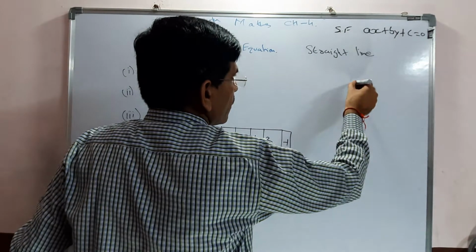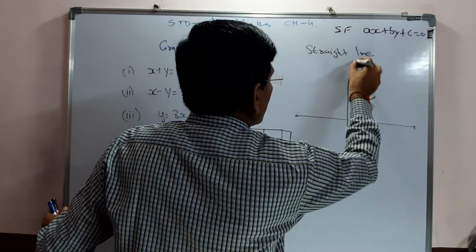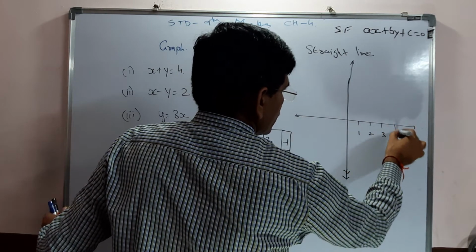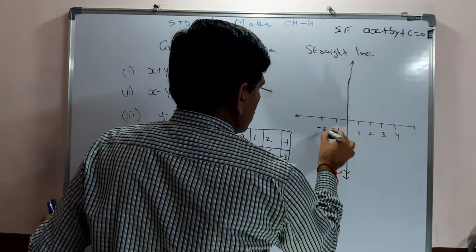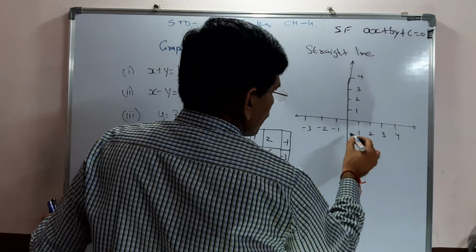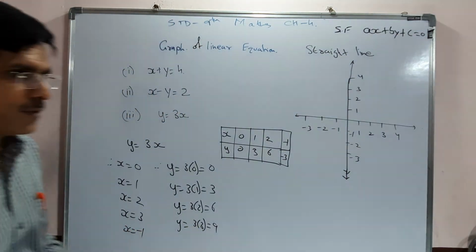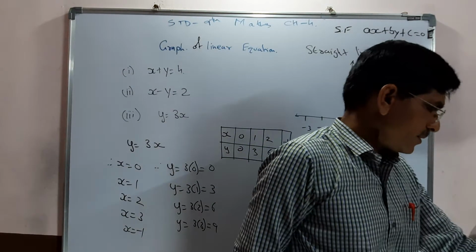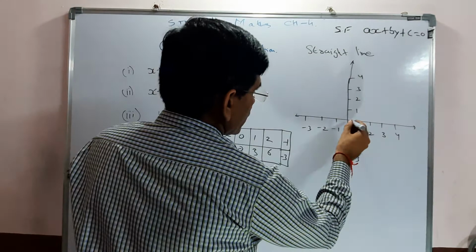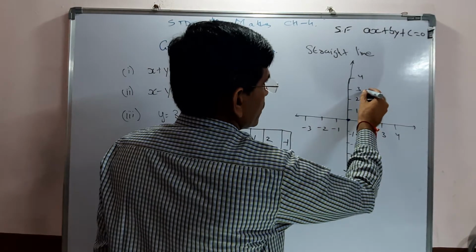Now if we do the graph of it, 1, 2, 3, and 4. Minus 1, minus 2, minus 3. 1, 2, 3, and 4. Minus 1, minus 2, minus 3. Now, if we put the values on the graph, what do we have to put? 0, 0, so it is initially there. Now 1 comma 3: x equal to 1, y is equal to 3.